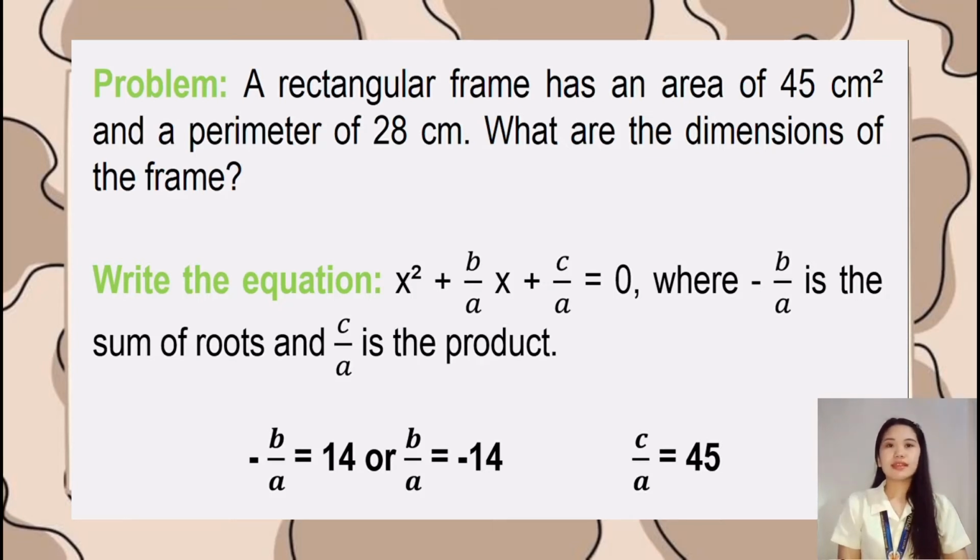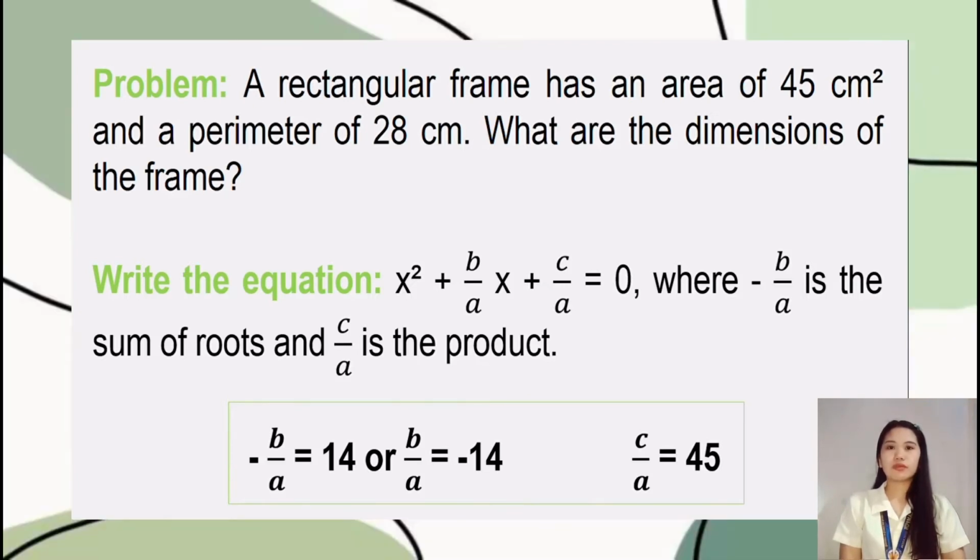For the product, since we already have the product, which is length times width is equal to 45, therefore our c over a is 45. Again, we have negative b over a is 14, or b over a is equal to negative 14, and our c over a is equal to 45. So, let us solve the equation.